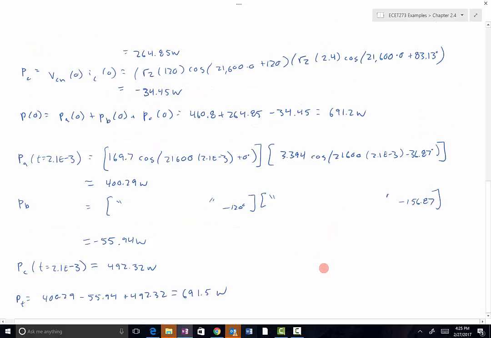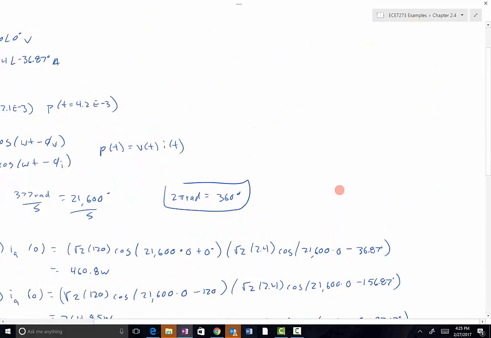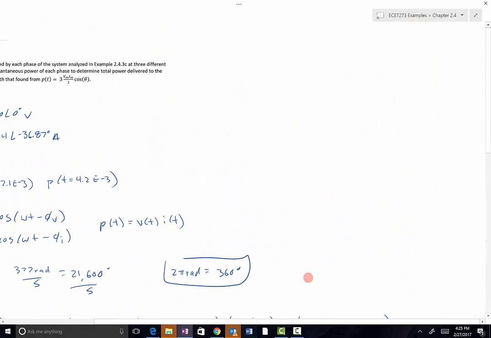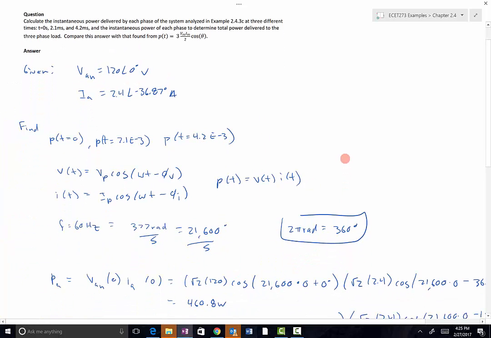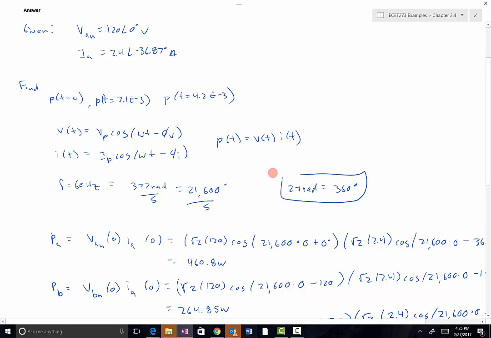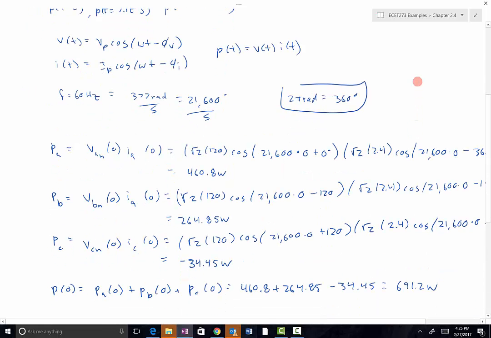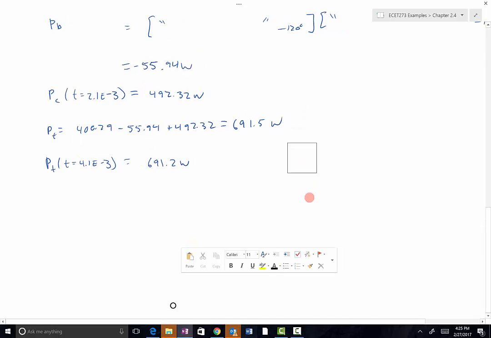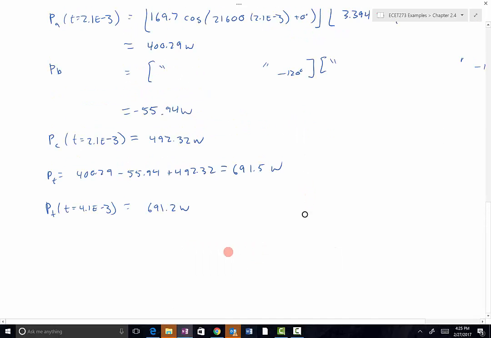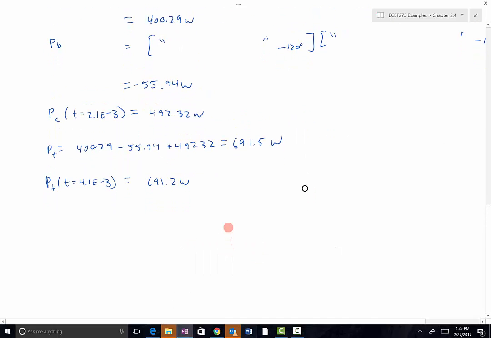So that's the characteristic of three-phase power, is that because the voltage and the current between the phases are all 120 degrees out of phase, the power vectors are always going to add up to be a constant number. Basically their angles are always going to be adding up to 0 there.